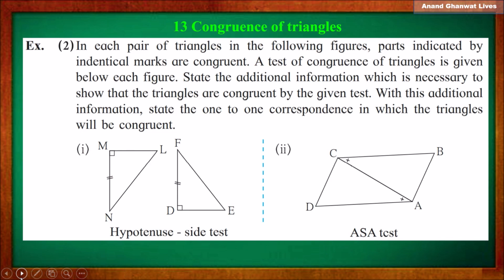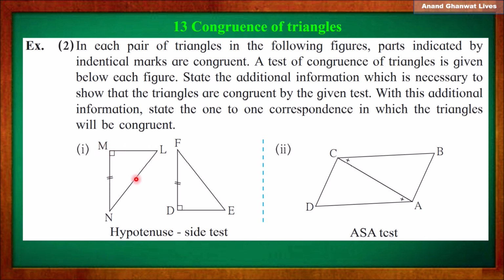Okay. Now next question. In each pair of triangles in the following figures, parts indicated by identical marks are congruent. Test of congruence of triangles is given below. Now we have to state the additional information which is necessary to show that the triangles are congruent by the given test. With this additional information, state the one-to-one correspondence in which the triangles are congruent.